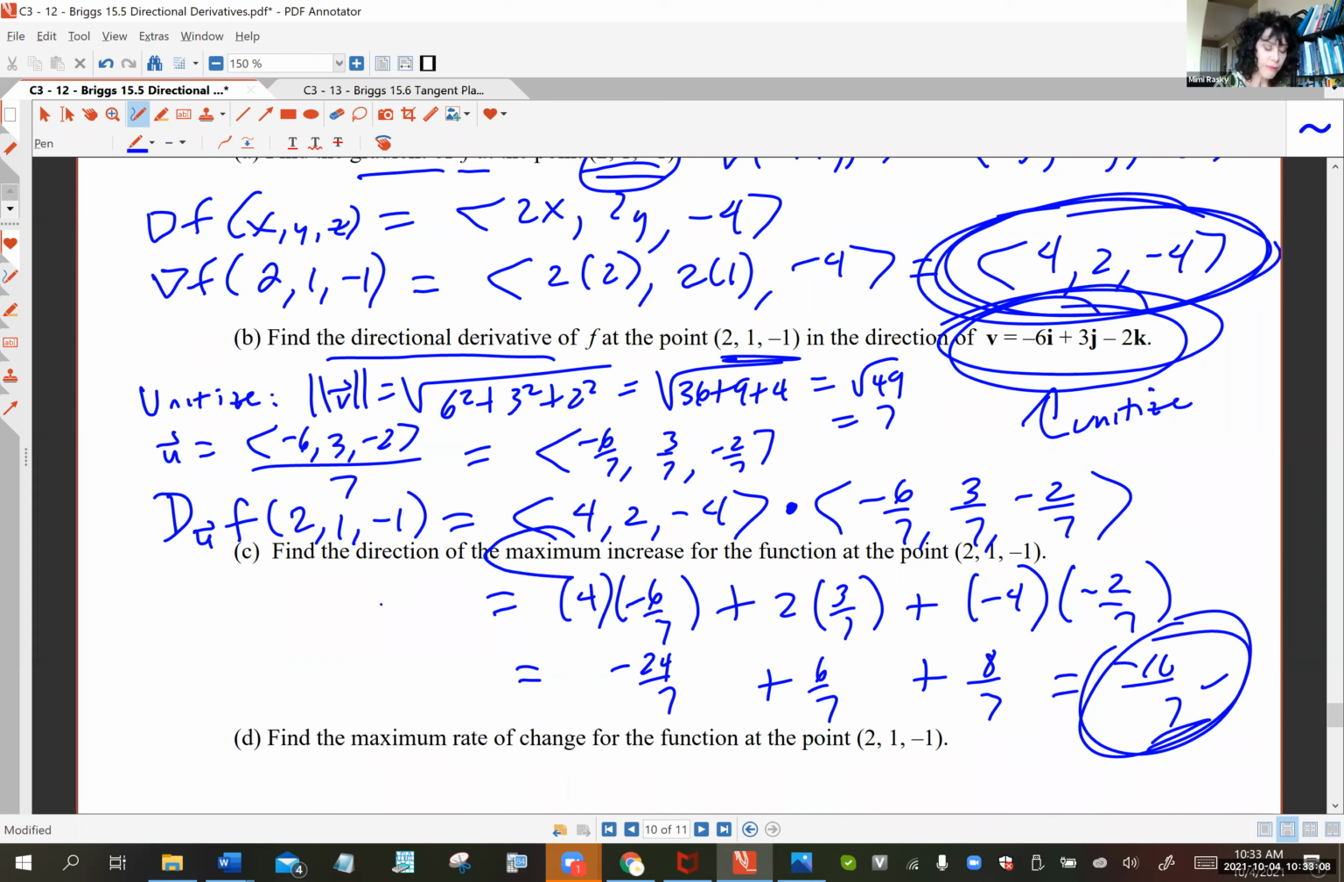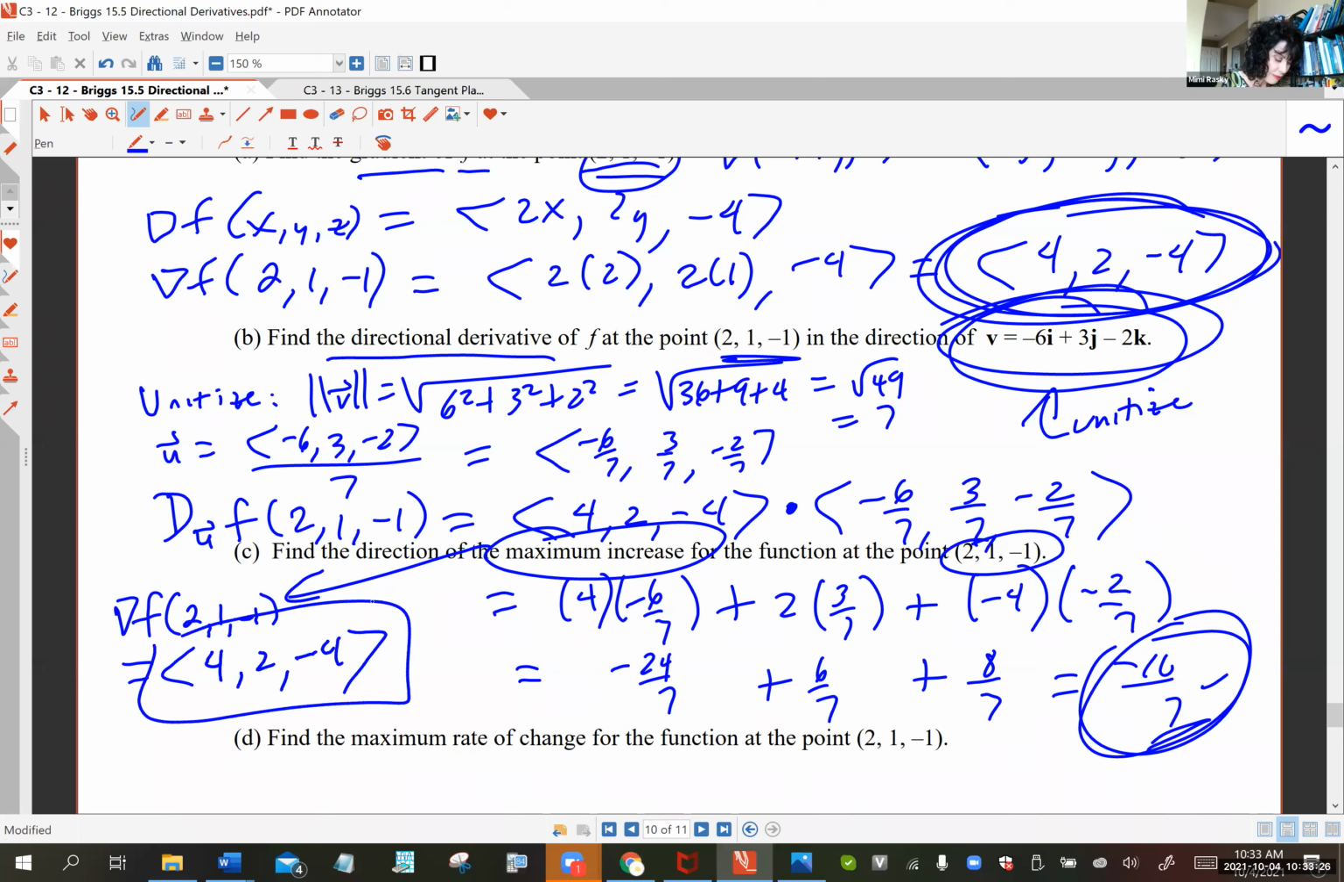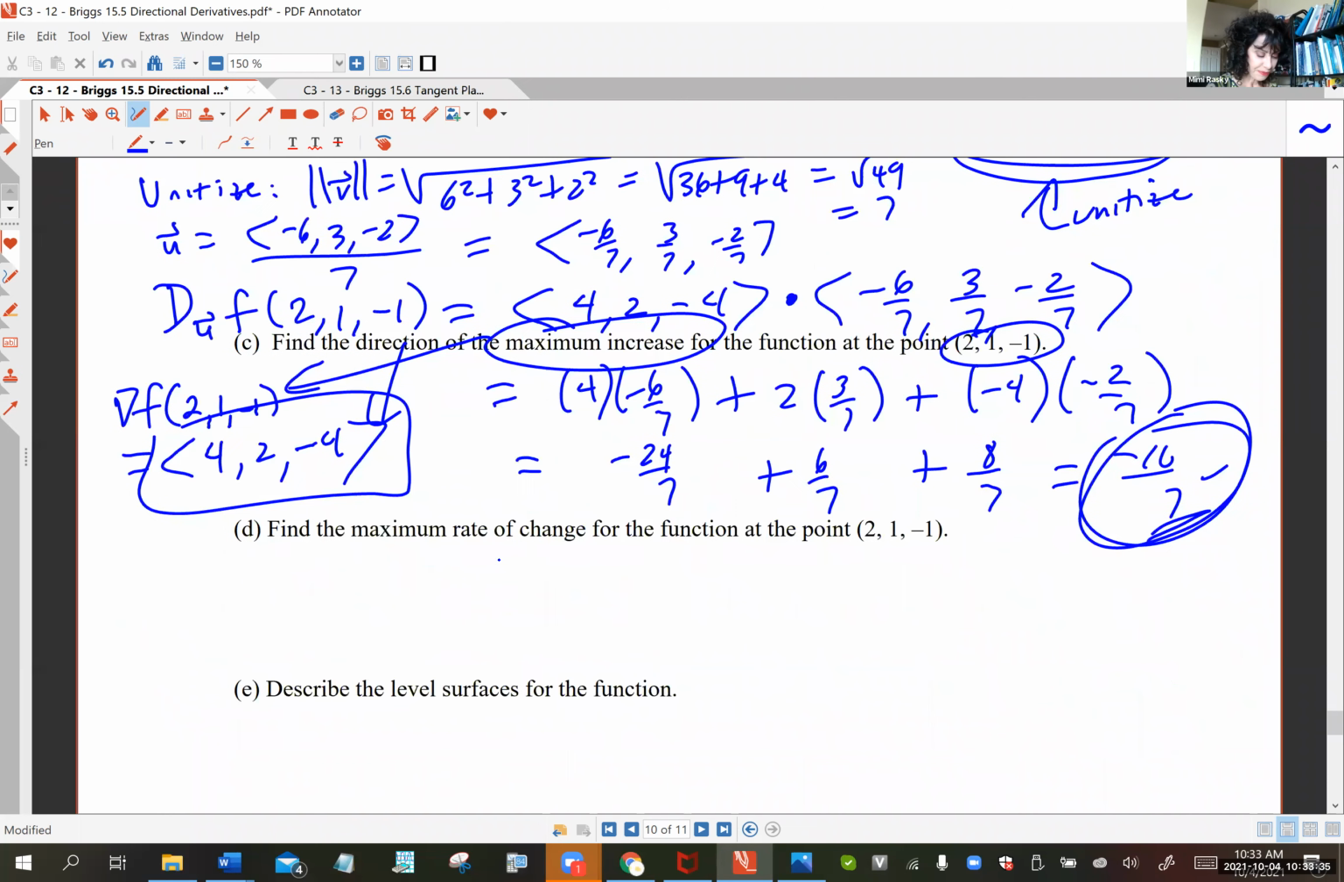Now, what's the direction of maximum increase? So let's say I'm a fly at that same location and I want to get as warm as possible, as quickly as possible. Then the direction is going to be in the direction of the gradient. We already got it. So the answer is this vector. That's the direction that the fly needs to take if the fly wants to increase his temperature the fastest and the most.